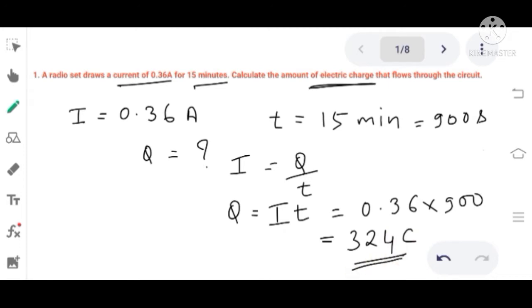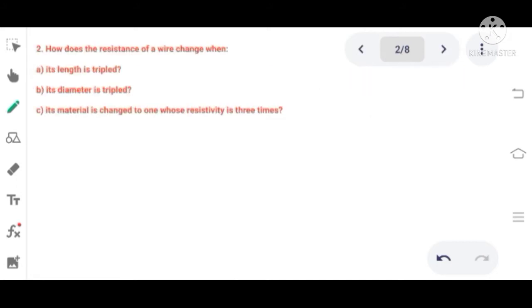Step 5 is verification. You should check each of the values. If you have noted down the values from the question correctly, have you converted the units, have you written the correct unit, and check the calculation. Now let's go to question number 2.